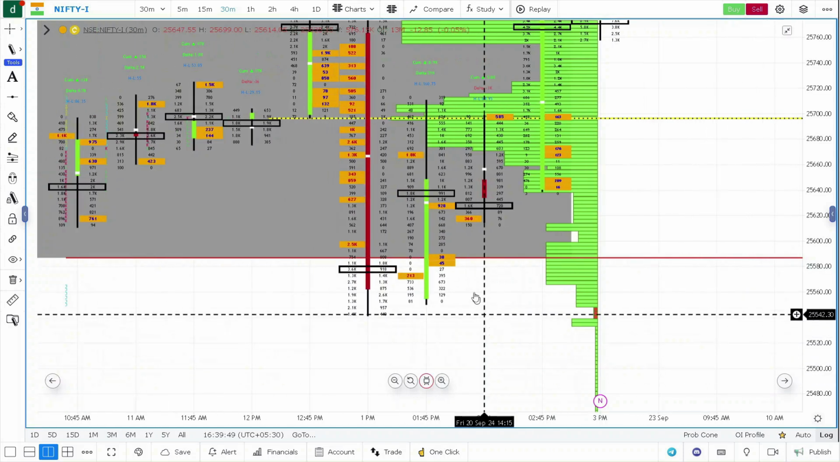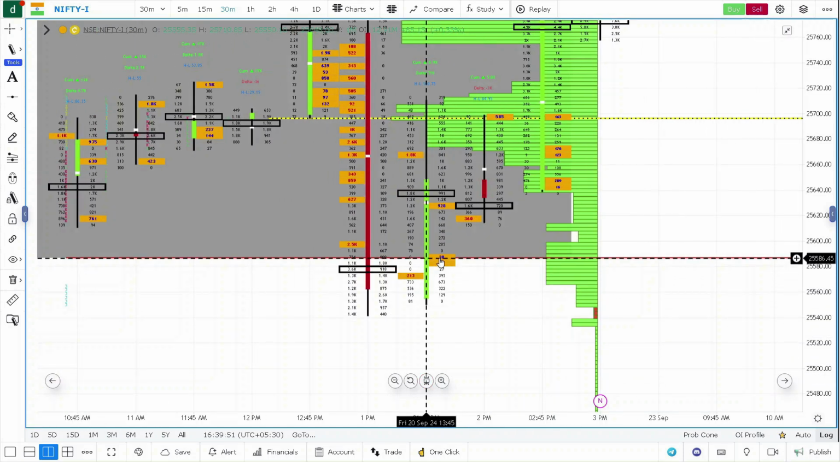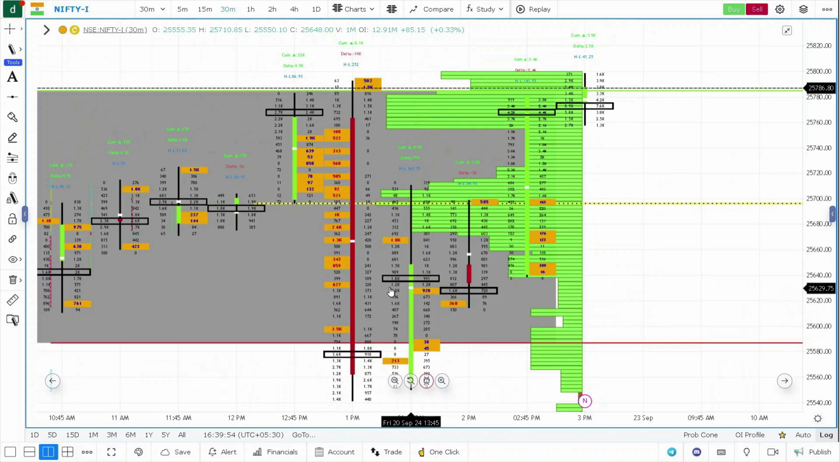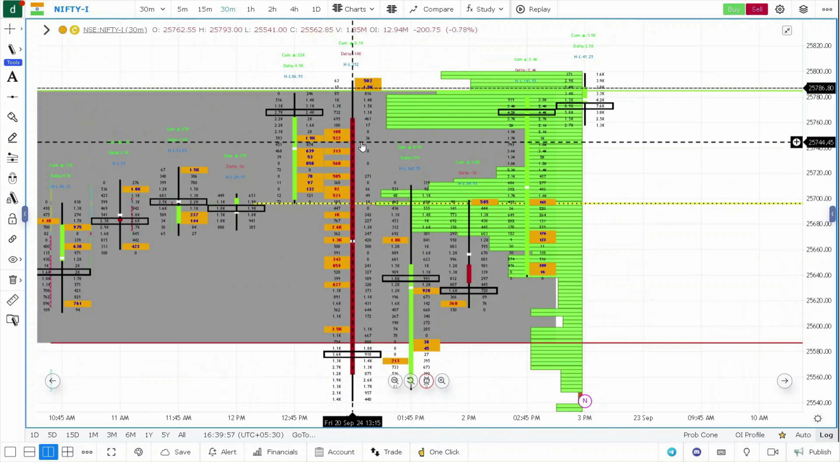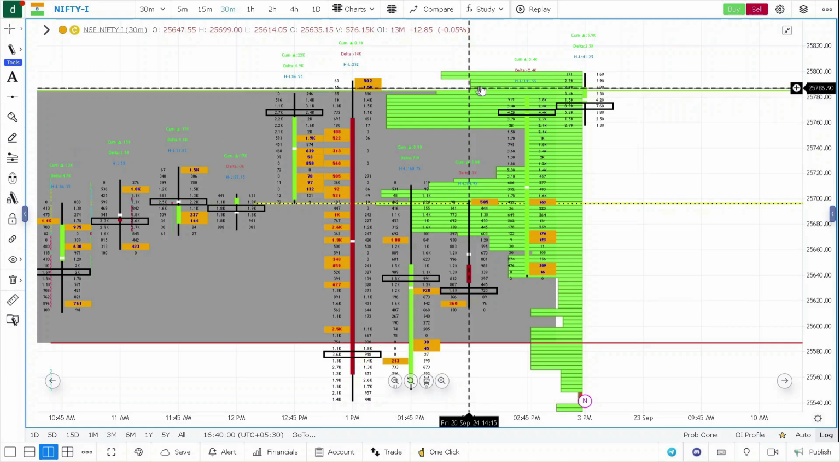Nifty took good support around the morning volume cluster, which I discussed earlier, and at 1:45 Nifty closed above strong buyers at 25,590 levels. That indicated Nifty would likely go for the gaps created at 1:15. So that has happened exactly.